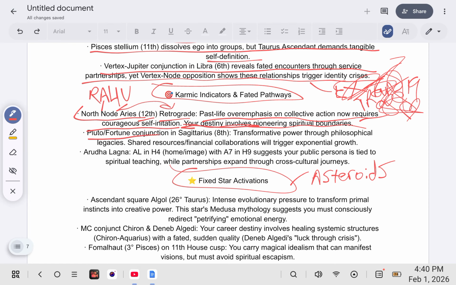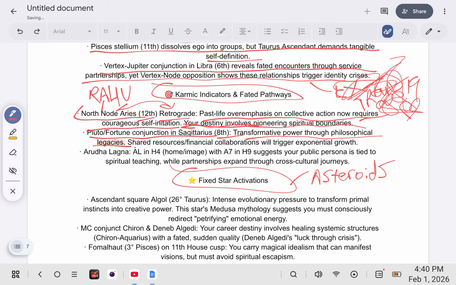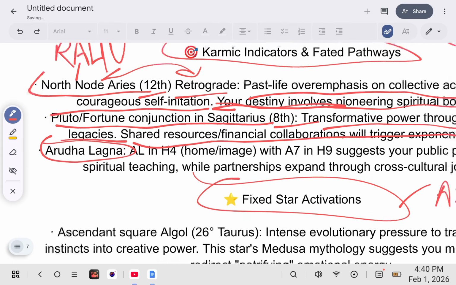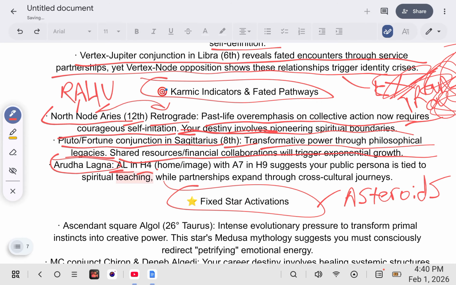So Pluto Fortune conjunction in Sagittarius in the 8th house, transformative power through philosophical legacies, shared resources, financial collaborations will trigger exponential growth. Aruda Lagna. AL in the 4th house of home and image with Aruda Lagna 7th in house 9 suggests my public persona is tied to spiritual teaching, while partnerships expand to cross-cultural journeys.